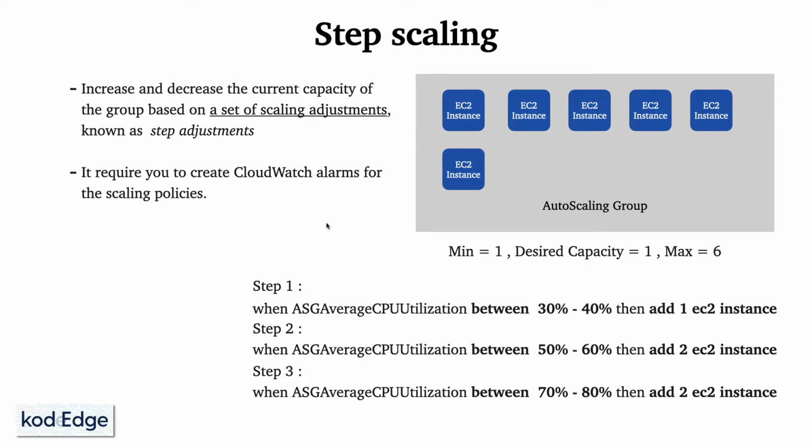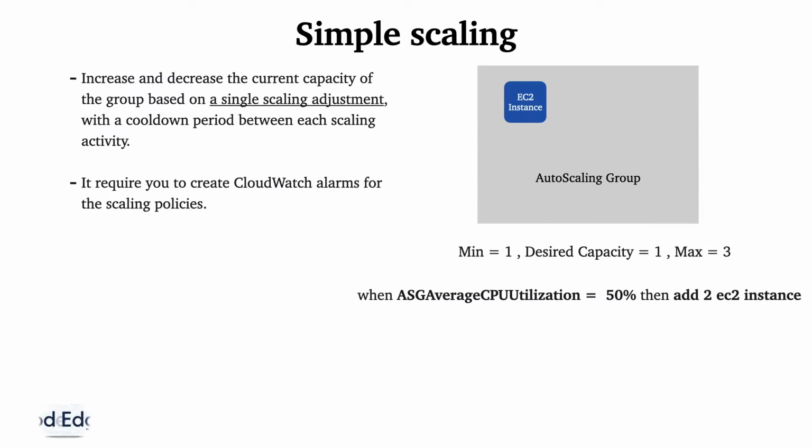Now let's understand the next scaling policy, that is simple scaling policy. So what is the meaning of simple scaling? It increases and decreases the current capacity of the group based on a single scaling adjustment with a cooldown period between each scaling activity. And it also requires you to create the CloudWatch alarm for the scaling policy.